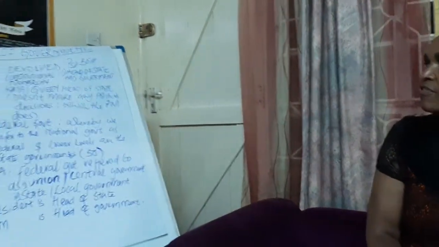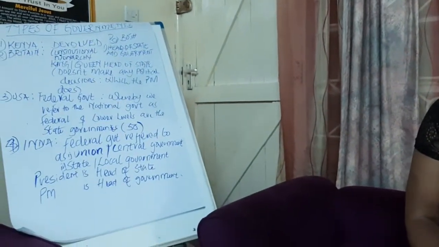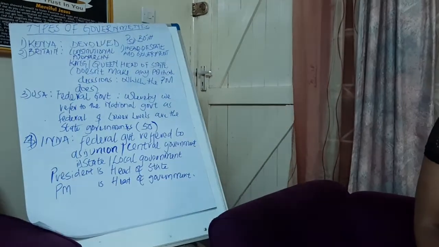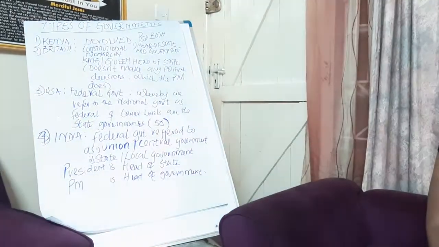I like using the method of known to unknown, and that is why I'm going to bring in the structure, function, and the processes of government in Kenya so that from there we can understand how the other governments in other parts of the world function. So today we are going to look at the types of government, and we are going to look at the 4 countries. Country number 1 is Kenya.